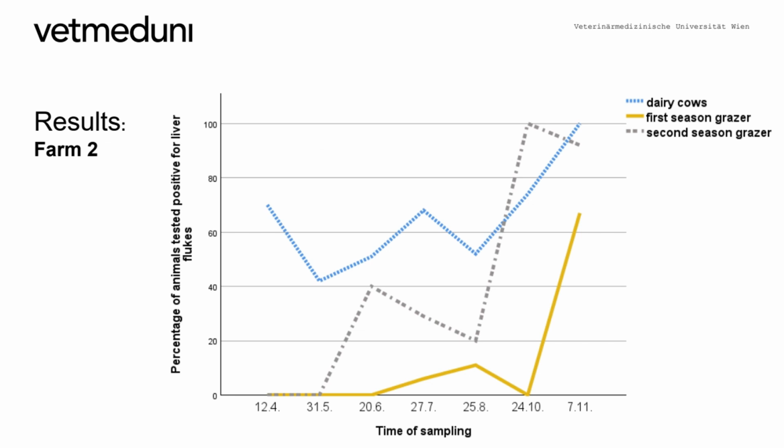However, this dynamic was not the same at each farm. For example, here, prevalence in dairy cows was also increasing throughout the Alpine season. And also here, some of the first season grazers already got infected earlier in summer when they were still on high Alpine pastures. So there is also an infection risk on high Alpine pastures.